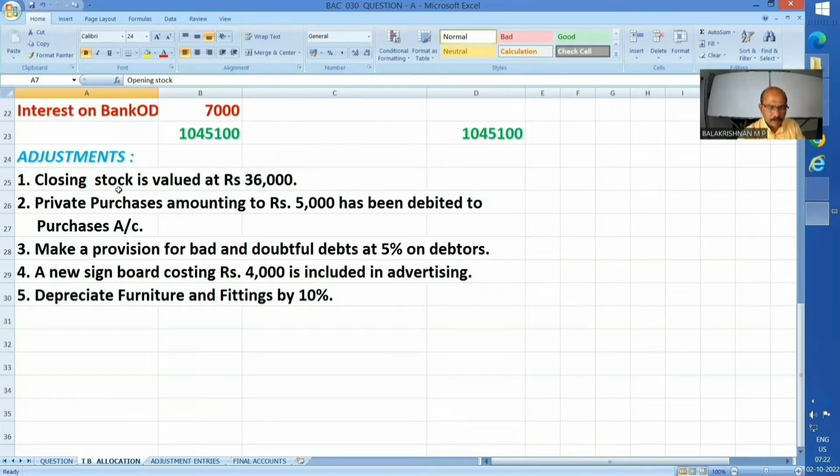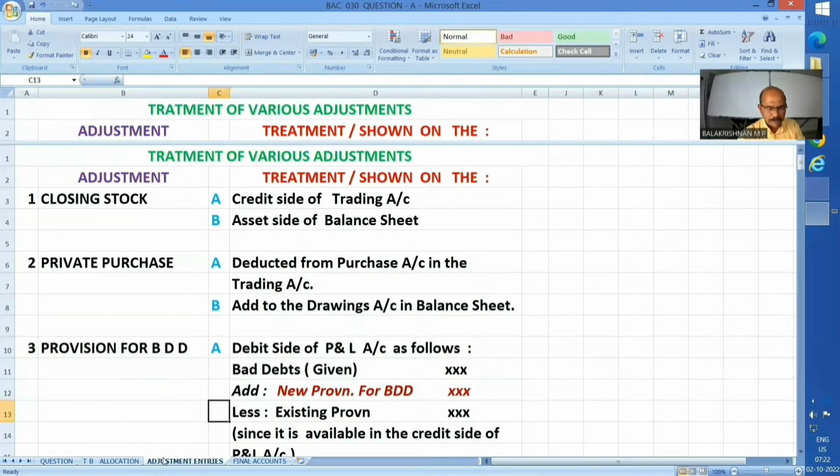First one, closing stock. Closing stock is valued at rupees 36,000. It goes to the credit side of the trading account, as I already explained in the previous episode. Closing stock will be shown on the credit side of the trading account and opening stock on the debit side, then only you get the proper cost of goods sold. And since it's an asset also, it will be shown on the asset side of the balance sheet as a current asset.